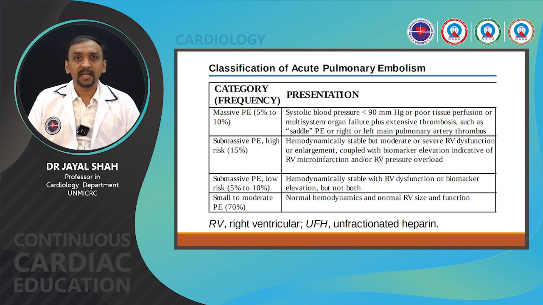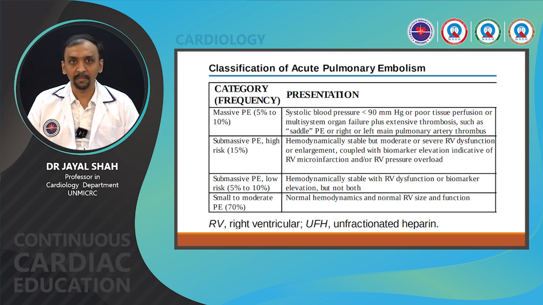So this is a classification of acute pulmonary embolism: massive, submassive, and small to moderate PE. This is the basic categorical classification of acute pulmonary embolism. The majority of cases are small to moderate pulmonary embolism, while only 5 to 10% of cases are massive pulmonary embolism, and 15% are submassive PE with a very high risk.